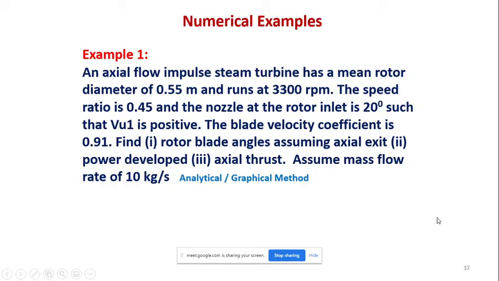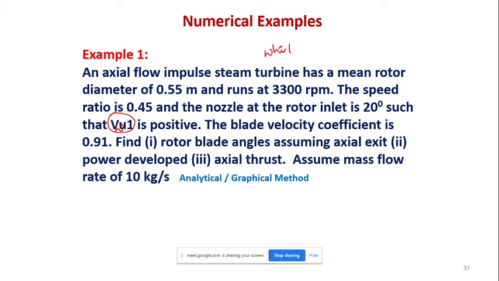So an axial flow impulse steam turbine has a mean rotor diameter of 0.55 meter and runs at 3300 rpm. The speed ratio is 0.45 and the nozzle angle at the rotor inlet is 20 degrees such that VW1 is positive. This will not be given like this directly. They will say it as whirl velocity is positive or something like that.